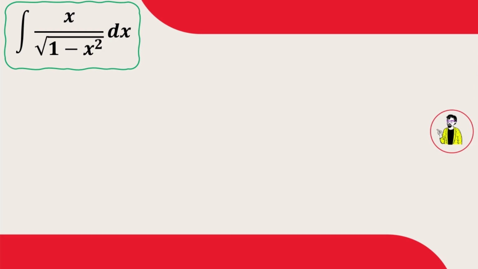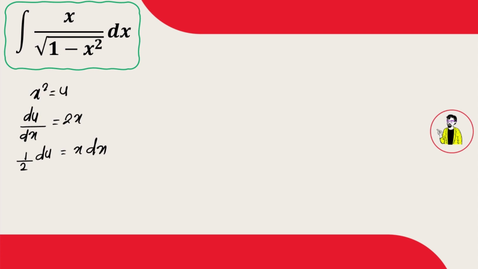First we use the substitution method. So we select x squared as u, and we differentiate both sides by x, so we get 2x, and we rearrange the formula here, so we have x dx equal as half du.